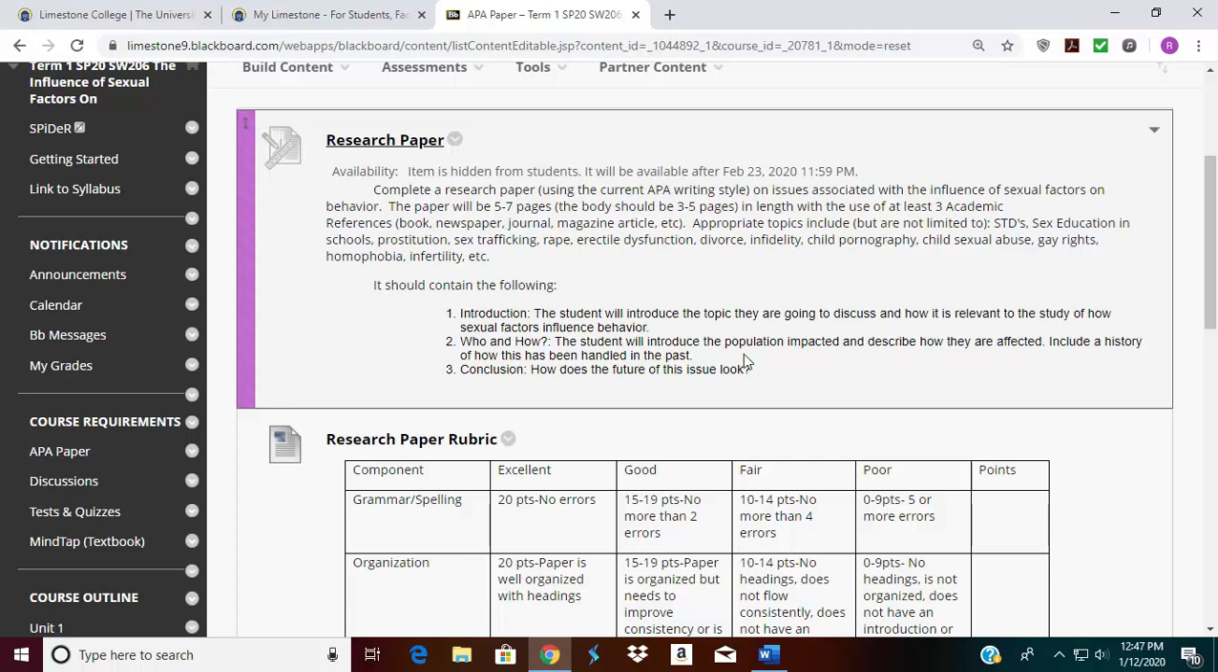So I'm going to be looking for 3 parts to this. When you write under this topic, I'm going to look for you introducing your population that's being impacted. I'm going to look for you telling me how they're affected. You're going to give me some information about the history of how this situation has been handled in the past. So that's what I'm going to be looking for under that heading. And then under conclusion, you're going to talk about how the future of this issue looks. So I'm going to be looking for this under these headings. Failing to provide those headings could result in you losing points.